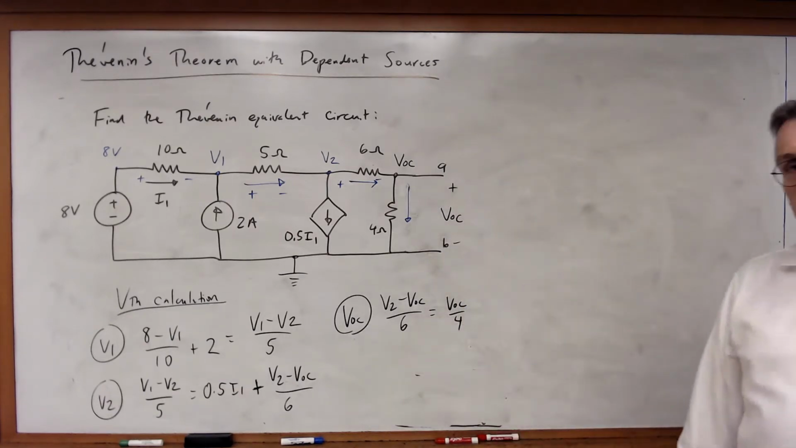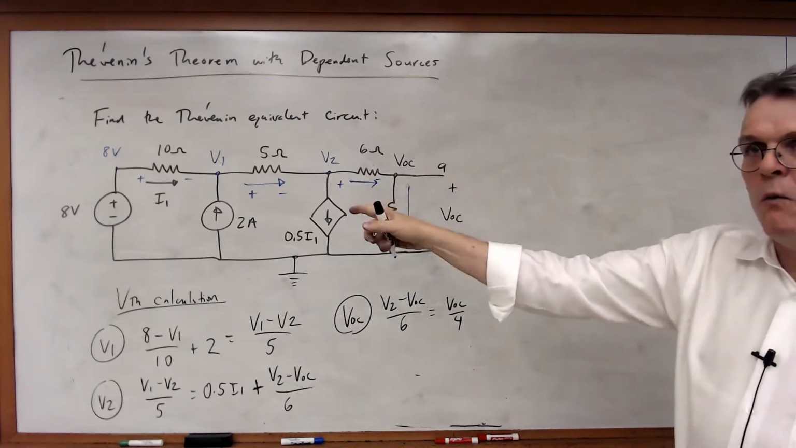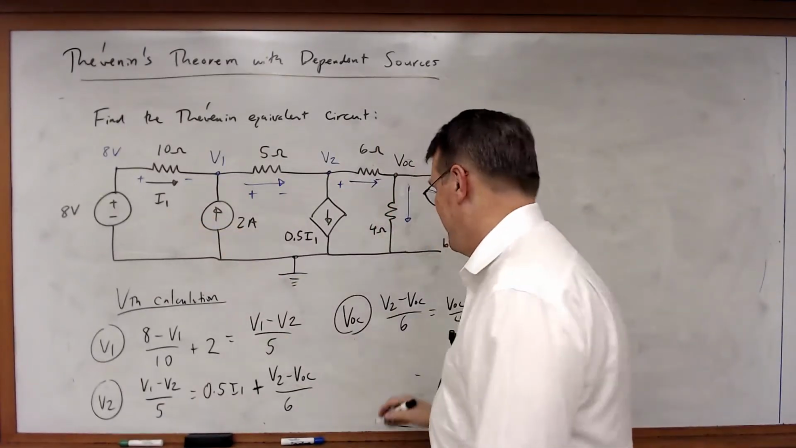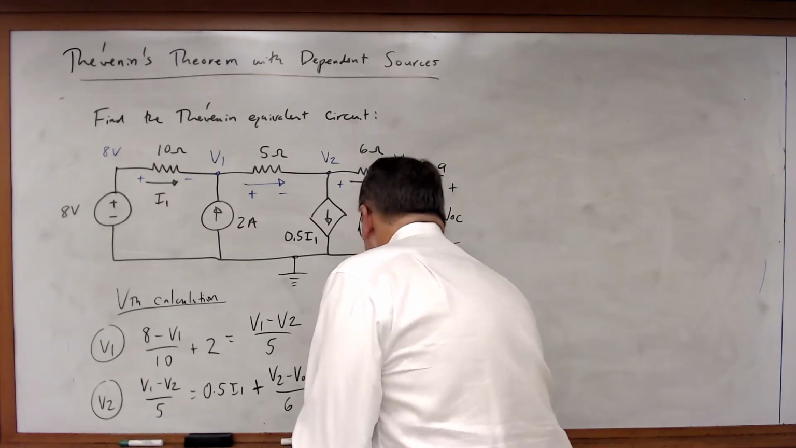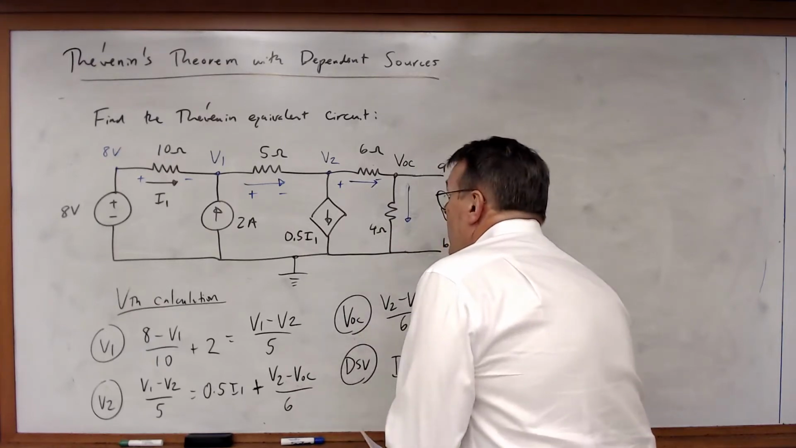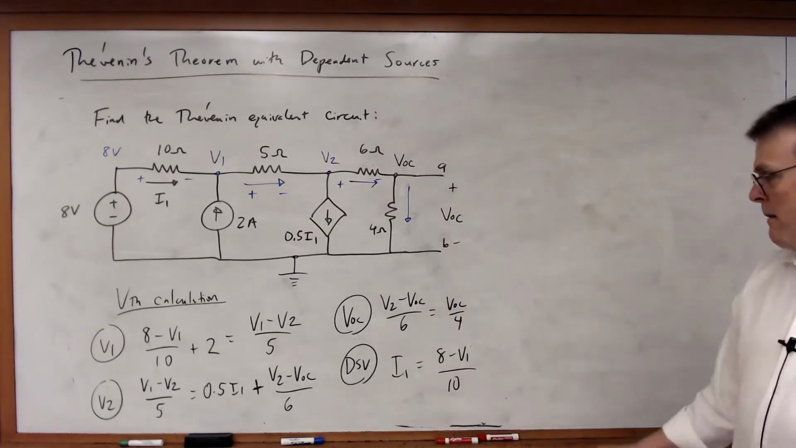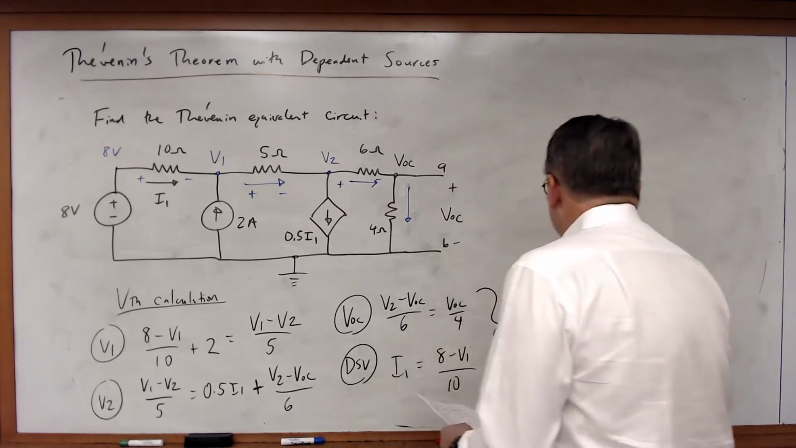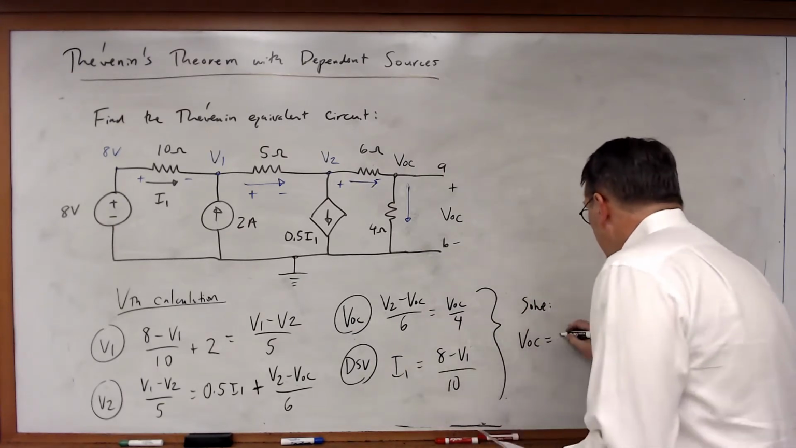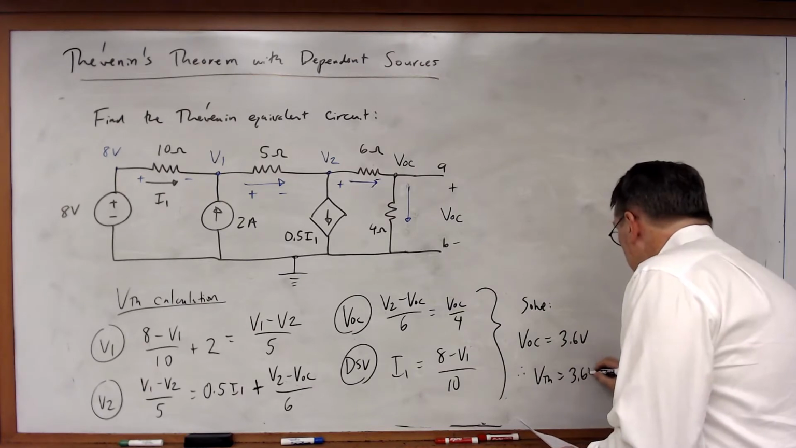I still don't have enough equations to solve my circuit. I've got V1, V2, VOC, and I1. What did I forget? My dependent source variable, I1, can't forget that. So my dependent source variable is that I1 must be equal to (8 minus V1) over 10. Now I can solve, and if I do that, what I will get is that VOC will be equal to 3.6 volts, and therefore VTH is equal to 3.6 volts.